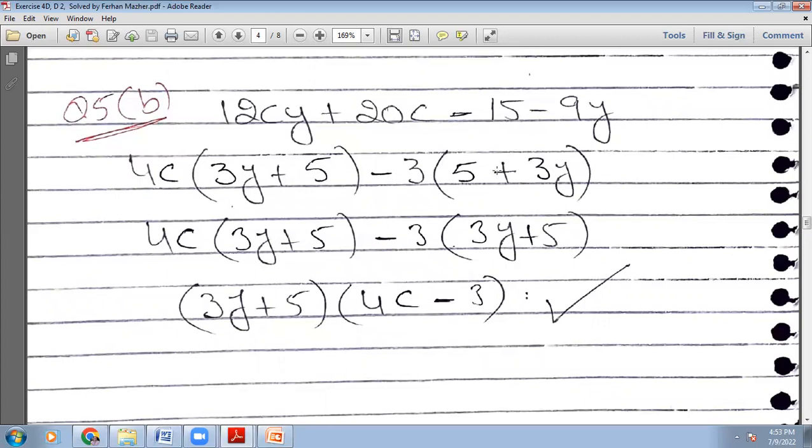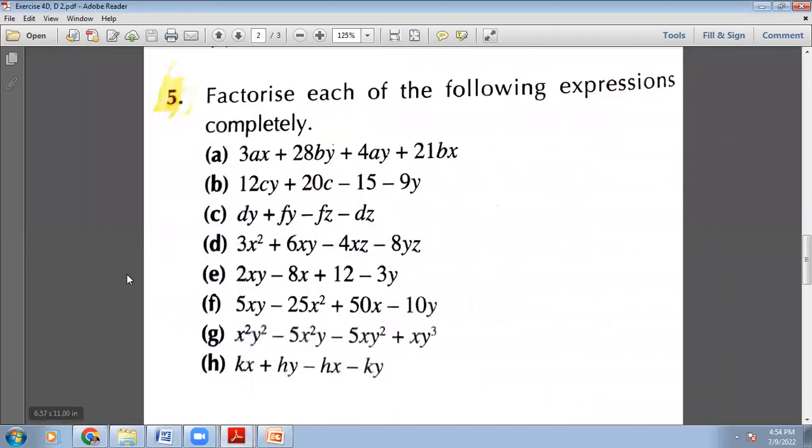So now from this term and this term, that bracket 3y plus 5 is common. So I will take that common. You see, I have taken that common. From here, you are left with the 4c. From here, you are left with the minus 3. So this is how you will get the second bracket, and this is how you will factorize it. This is the question number 5, its B part. Question number 5, its C part.